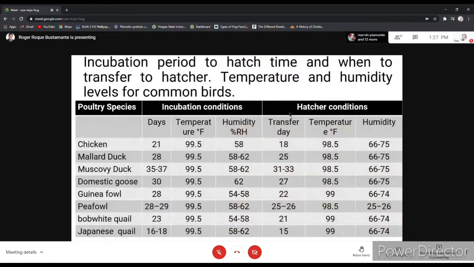So the following are the important parameters, especially in the incubation period, to hatch and transfer to the hatchery.